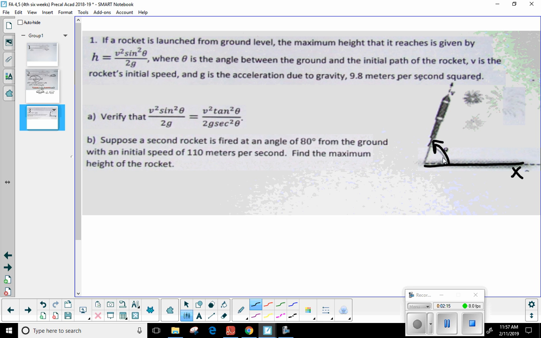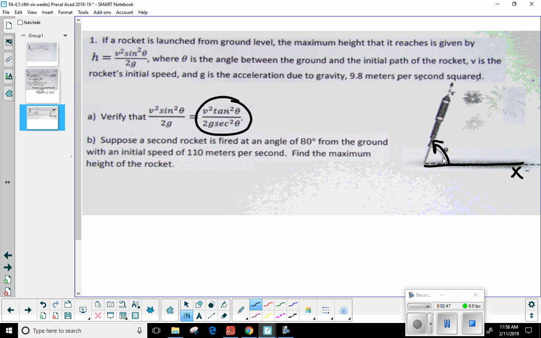So A says to verify that v squared times sine squared of theta over 2g equals v squared tangent squared of theta over 2g secant squared of theta. So this is exactly what we've been doing last week. We're using the identities just to show that it does equal the formula we were provided. I would probably definitely go ahead and start with the right side just because it has more going on. But how can I rewrite this to end up with v squared sine squared over 2g?